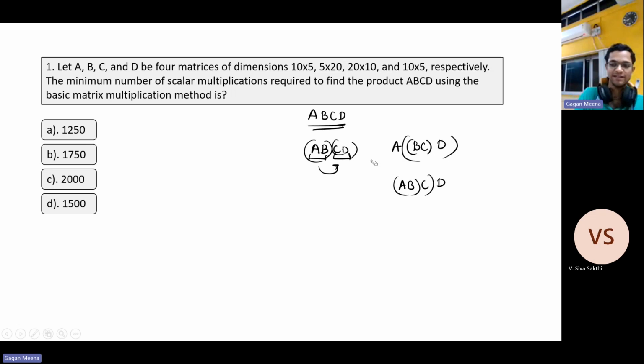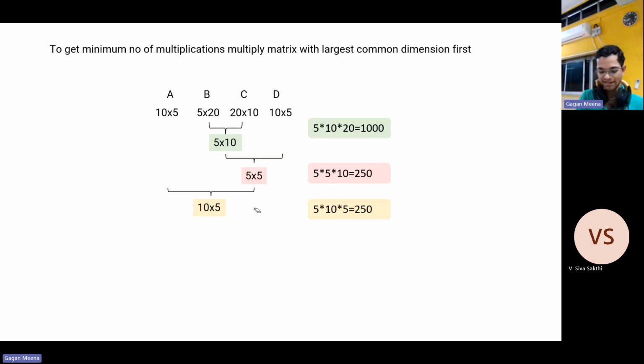How to do that? One simple logic is like this. There are several ways you can do it, but the most simple thing is to first multiply those matrices which have the largest common dimension, and keep on doing it. Eliminate the largest common dimensions. Keep on eliminating. In that way, you will get the minimum. So here you can see A, B, C, D. In this, if you take this multiplication, the common dimension is this 5.